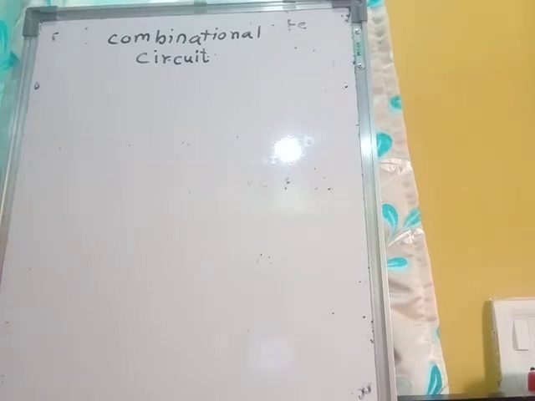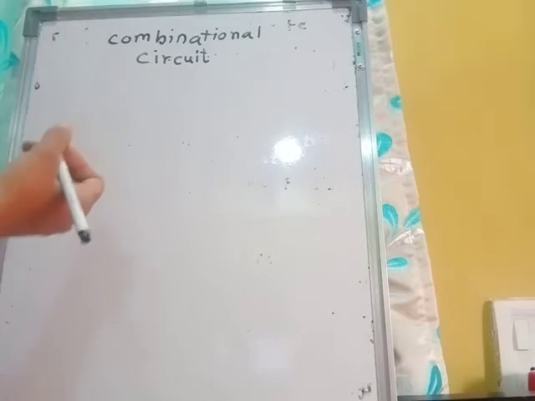In the case of combinational circuits, we can see the multiplexer, demultiplexer, and encoder. These are all known as combinational circuits because they can be constructed by combining different logic gates. Hence it is called a combinational logic circuit.